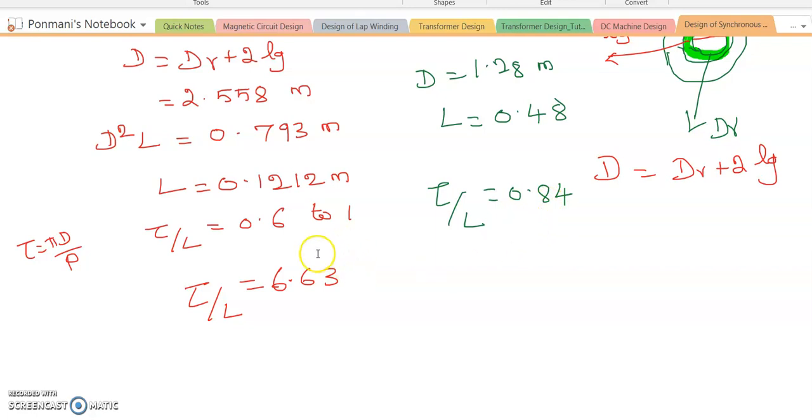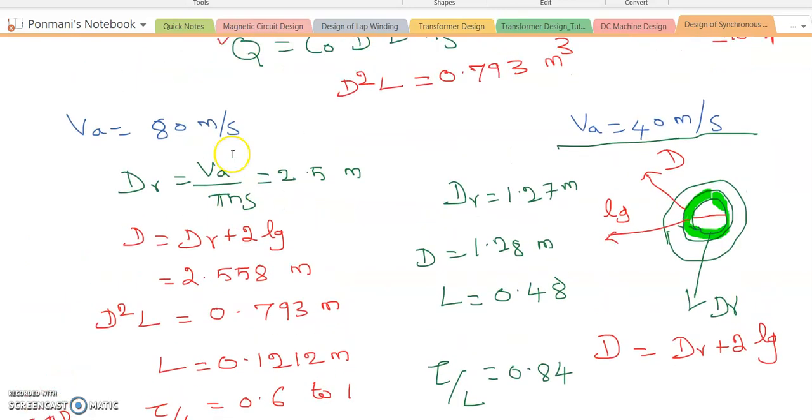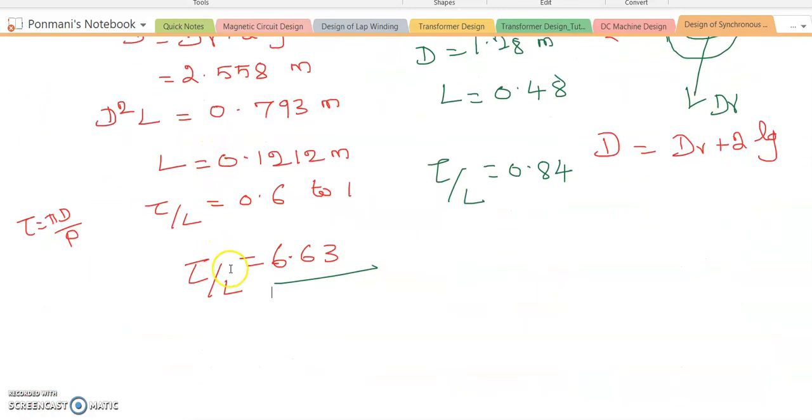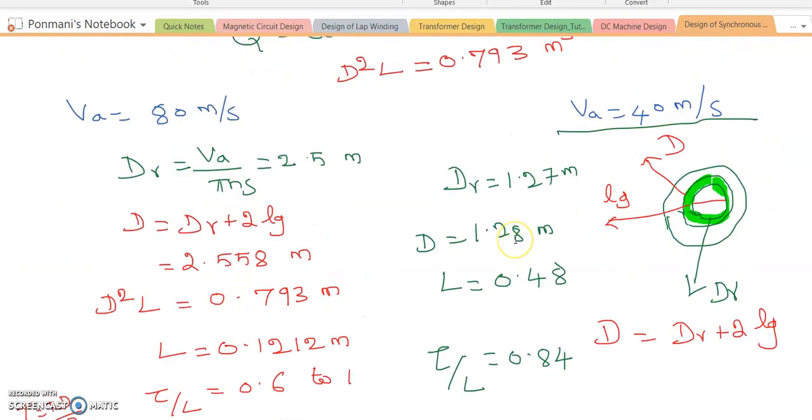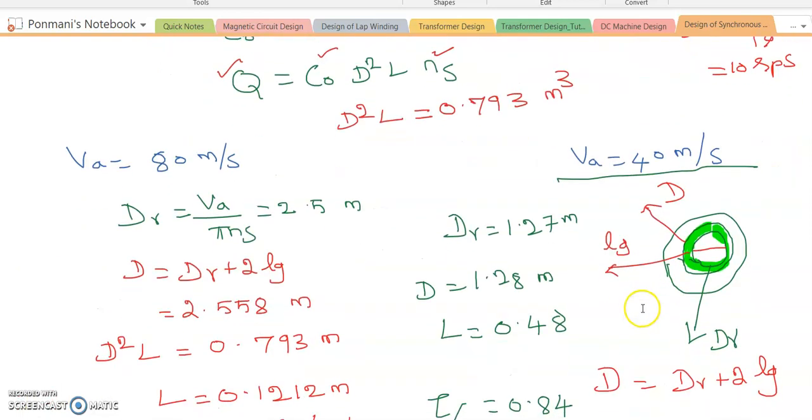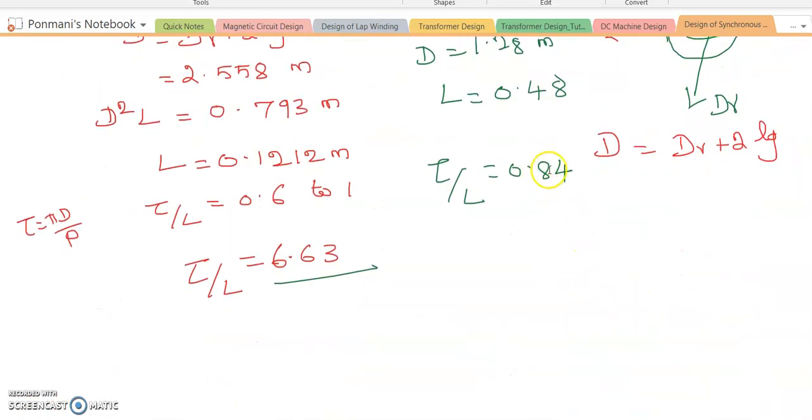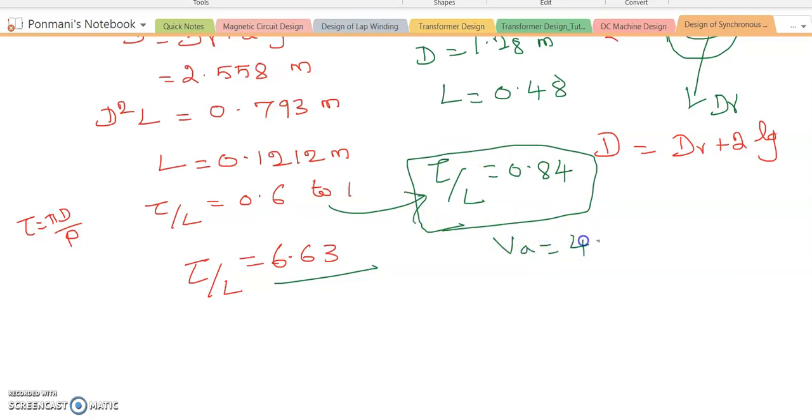See here, for 80 meters per second we are getting 6.63, but for VA equal to 40 meters per second we are getting 0.84. So this is actually within the limit of 0.6 to 1. So VA equal to 40 meters per second is the final value.